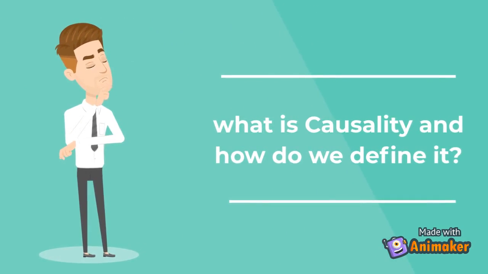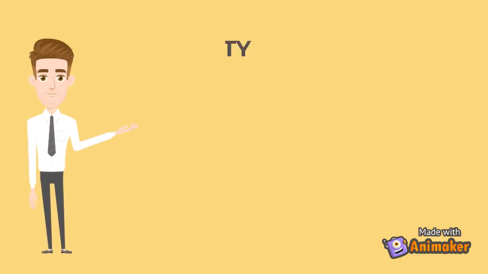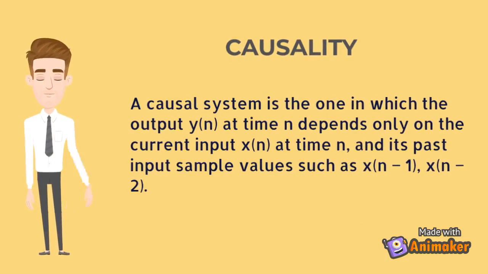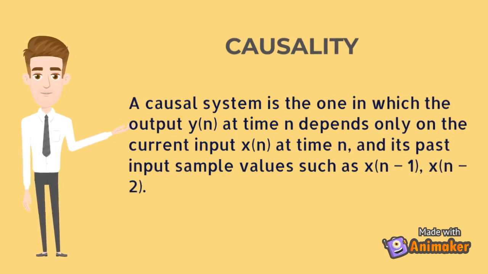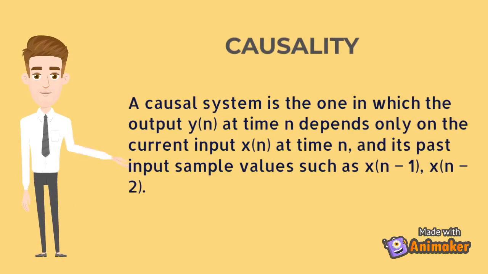As we completed the stability part, let's go to the causality of digital systems. What is causality and how do we define it? Let us see causality. A causal system is the one in which the output y of n at time n depends only on the current input x of n at time n and its past input sample values, such as x of n minus 1, x of n minus 2, x of n minus 3, etc.